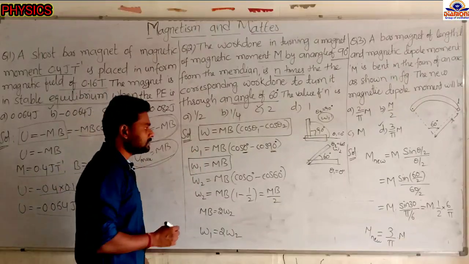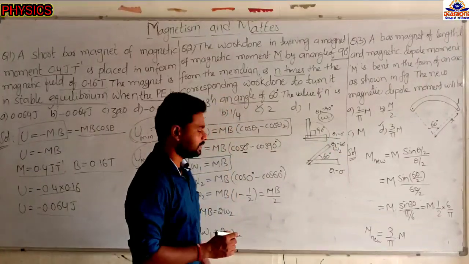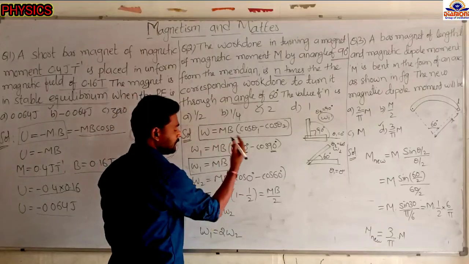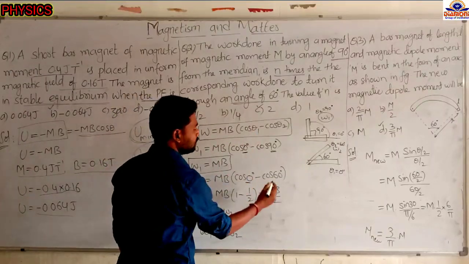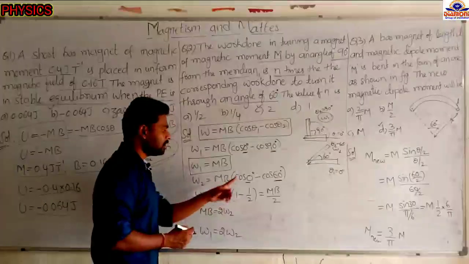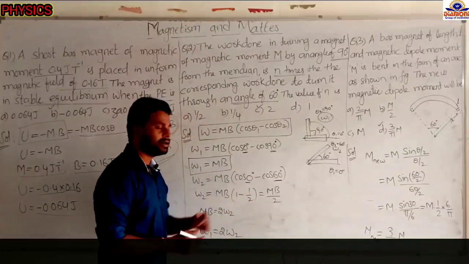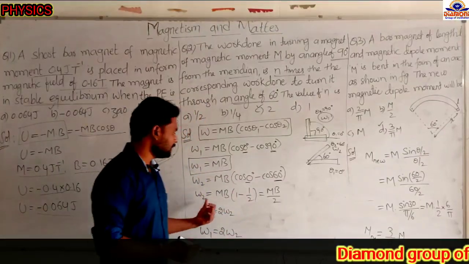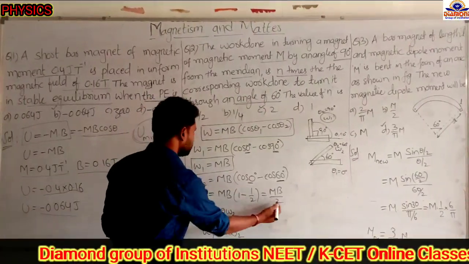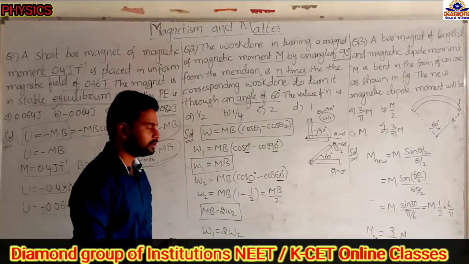In the second case, theta 1 is 0 degrees and theta 2 equal to 60 degrees. Now substitute in this formula. W2 equal to m into b into cos theta 1 minus cos theta 2. Theta 1 value is 0, theta 2 value is 60 degrees. So W2 equal to mb into cos 0 value is 1, cos 60 value is 1 by 2. So 1 minus 1 by 2 is 1 by 2. We get W2 equal to mb by 2. From this, sending the 2 to the other side, mb equal to 2 W2.